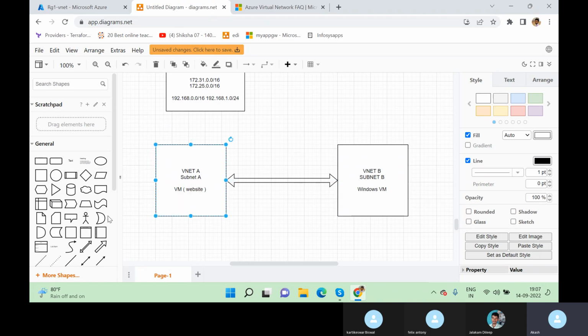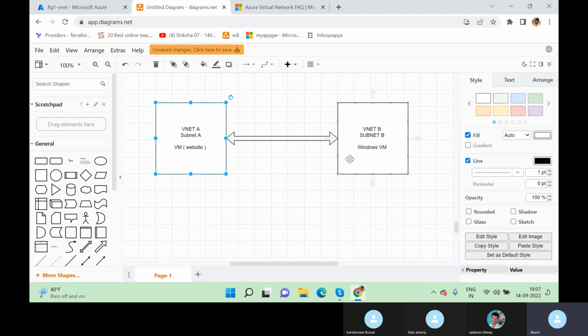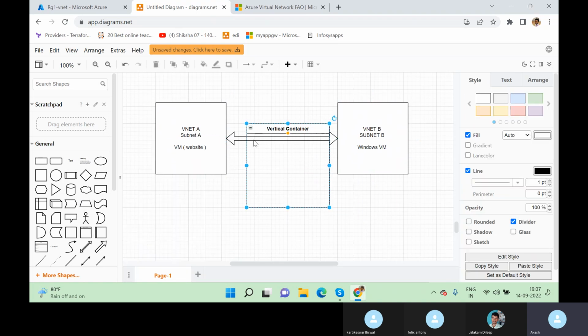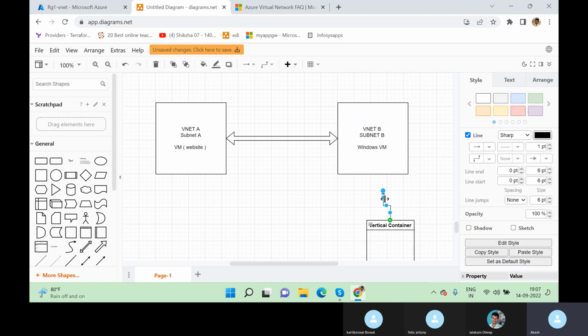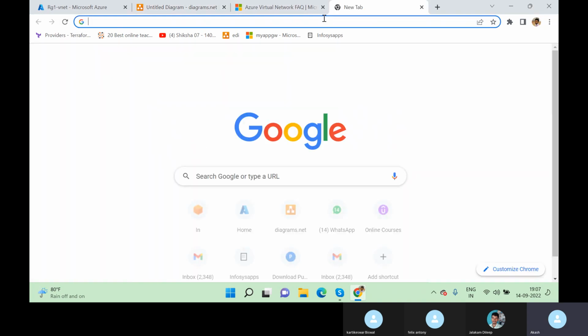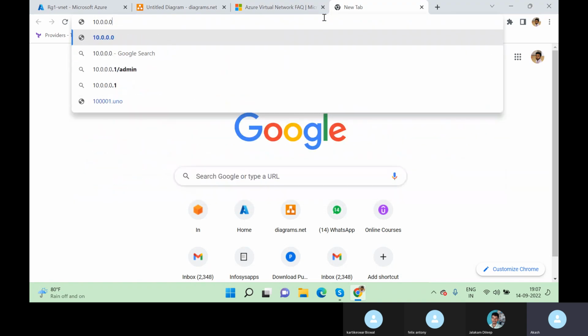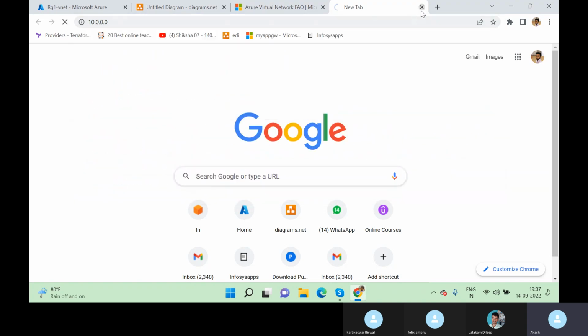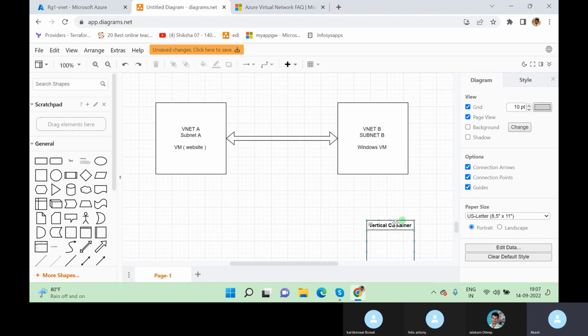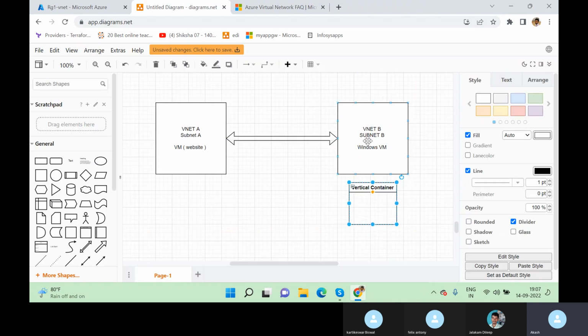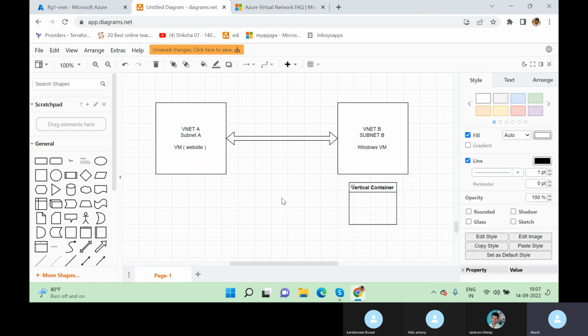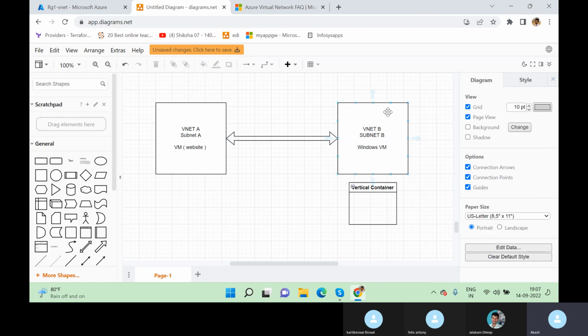So this is a Windows VM running a website. What should happen is, in this particular VM, if I go to Internet Explorer and query the private IP address, then the content of this website should come here. So that is the task. You are creating a peering connection and you are going to access this website from this VM via private IP.